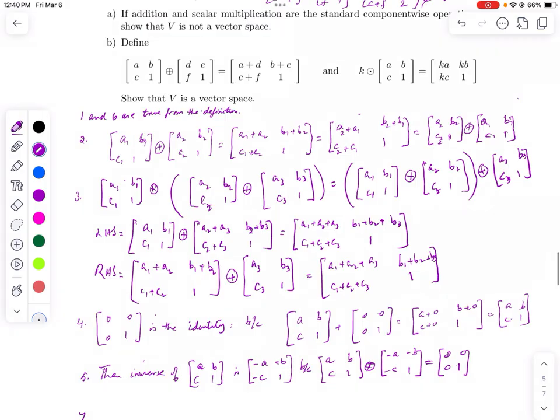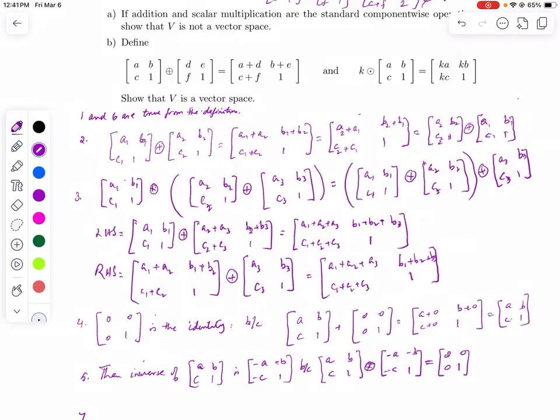Now, part b says define a, b, c, 1 with a special plus sign, d, e, f, 1 as a plus d, b plus e, c plus f. So this part is similar to what we had in the standard one. This last quantity is 1. So this 1 stays 1, and the other entries change. So now we have to show that this is a vector space. Okay, let's see. It's a long one, but we will start.